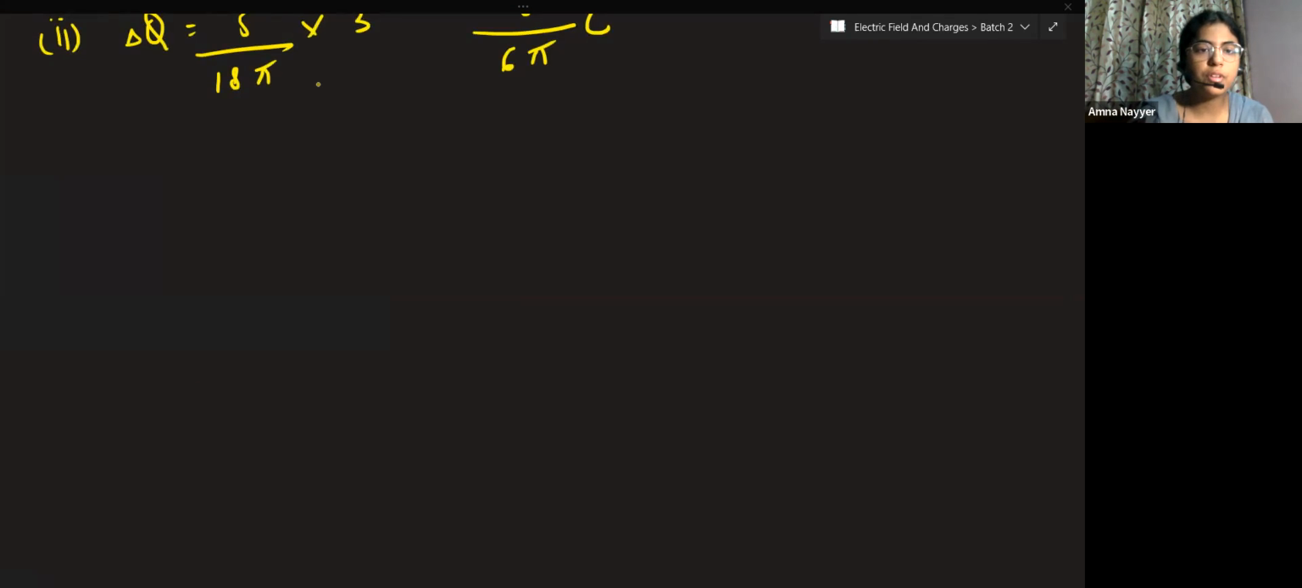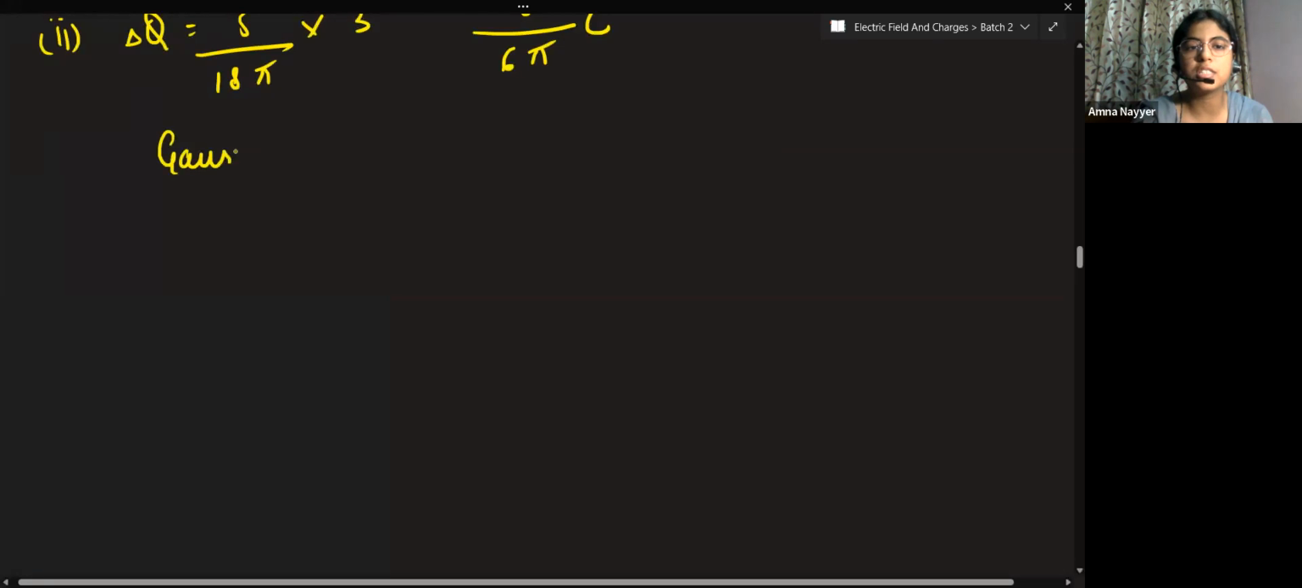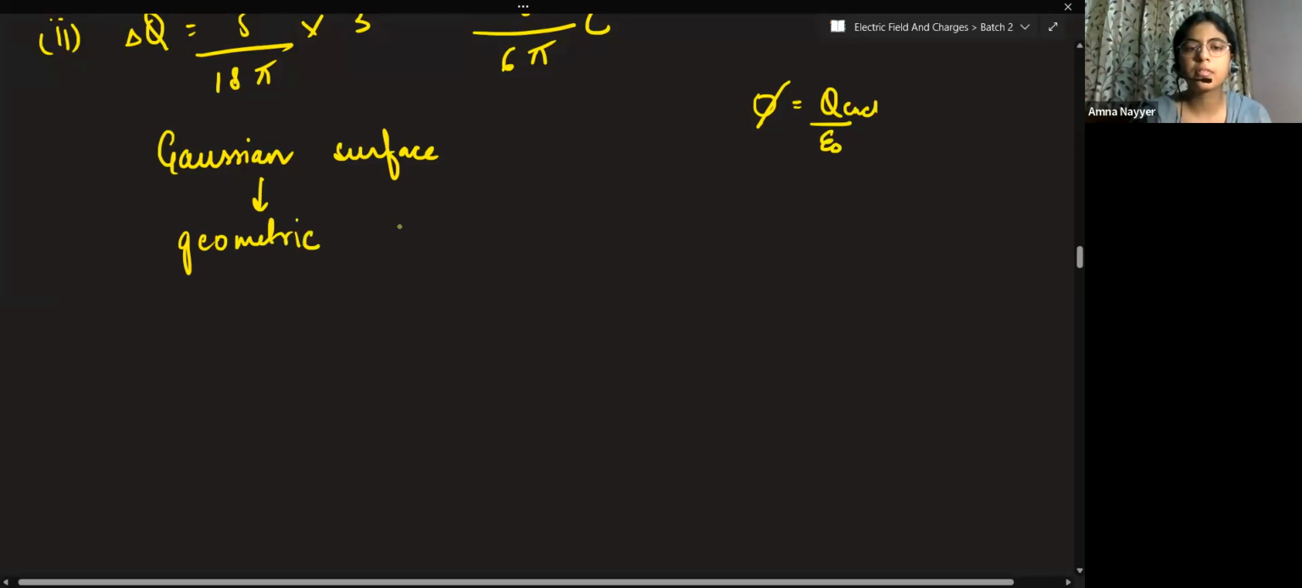See, before we move on to the next part, you have to know what is meant by Gaussian surface. We have already discussed what Gauss law was. Gauss law said that phi is 1 over epsilon naught times the charge enclosed, meaning q by epsilon naught. Gaussian surface is just a geometrical surface used to enclose the charge that we have.